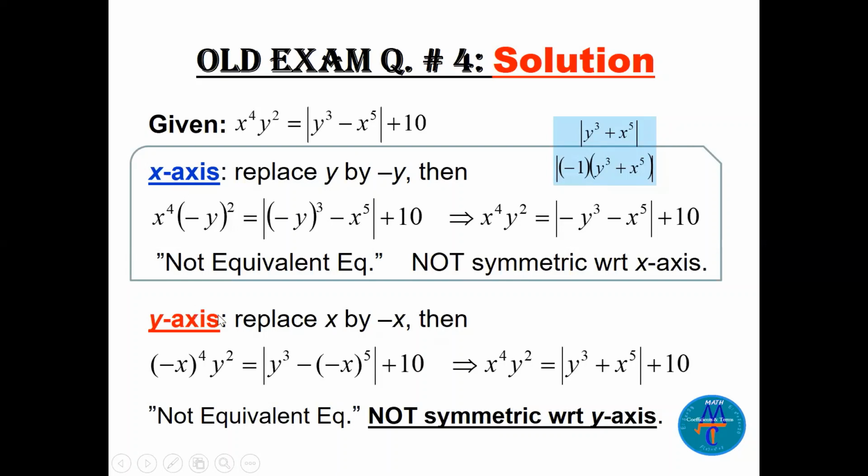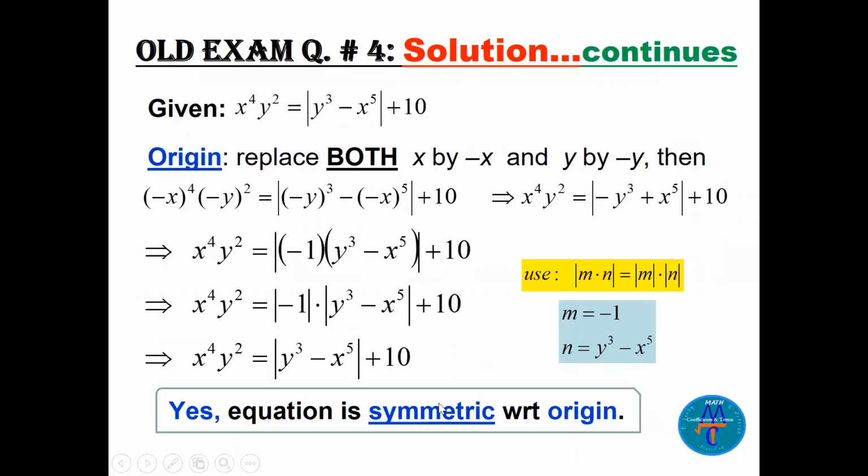Check the y-axis. Replace x by minus x. So I replace every x here with minus x. And then this becomes 4. You see the odd power here: minus x to the power 5 is an odd power, so the minus becomes plus. This one is also not the same, not symmetric. Now if you check the last one, the symmetry about the origin, the answer is yes.